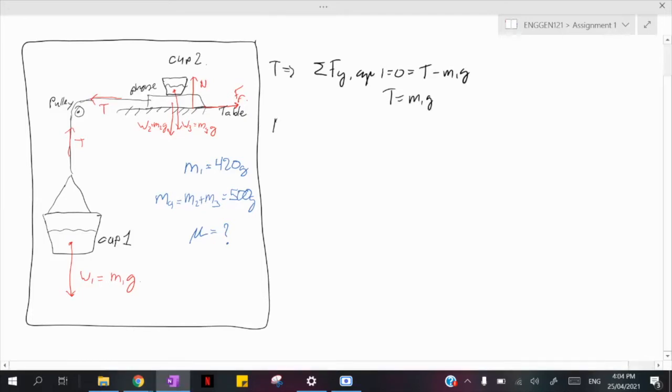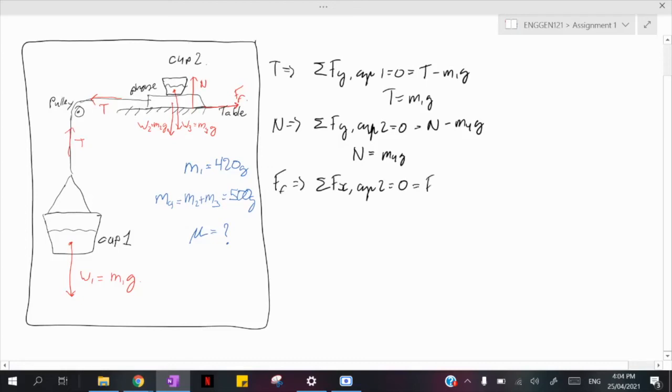And then we need to solve for our normal force, which we can do again with sum of forces y, but this time at cup 2 equals 0, which is N minus m4g, with m4 being m2 plus m3, which is the mass of the phone and of the water. Our last step is to solve for the friction force, and we can do so by solving for F_x at cup 2. Now this is equal to 0, which is F_f minus T, which we know is m1g. So F_f is m1g.